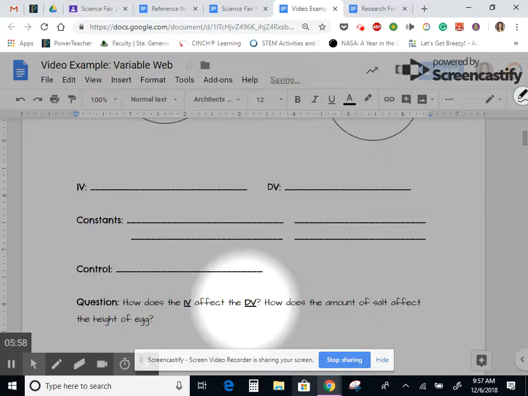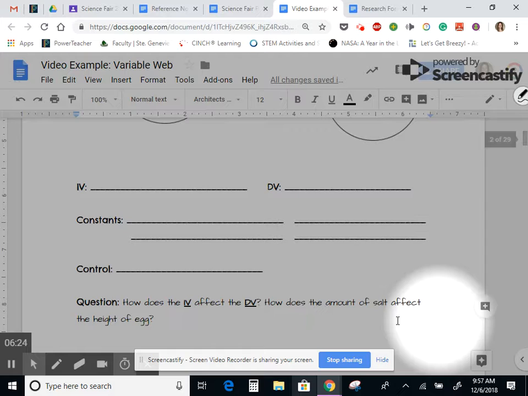Now, there are times where this doesn't make sense, or you need more information to have the question make sense. So, for example, maybe you want to say the height of egg in 1 cup of water or something, or 1 liter of water or whatever. And also starting with "how" might not make sense. Maybe you would need to start with "why."